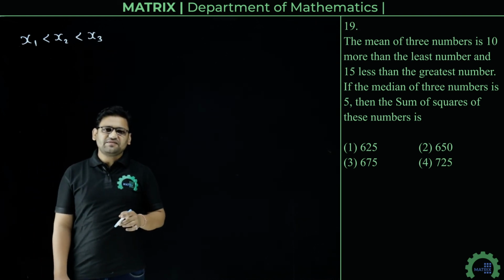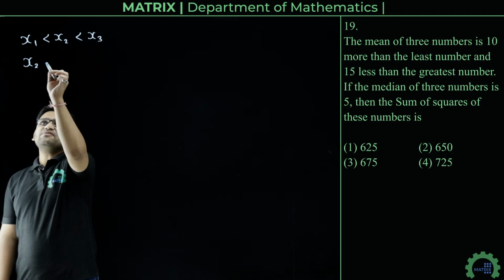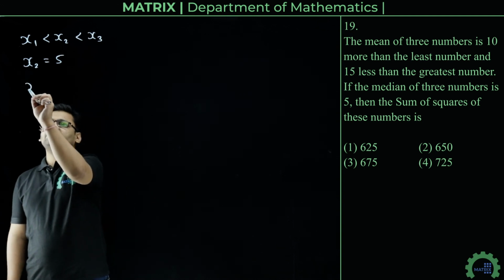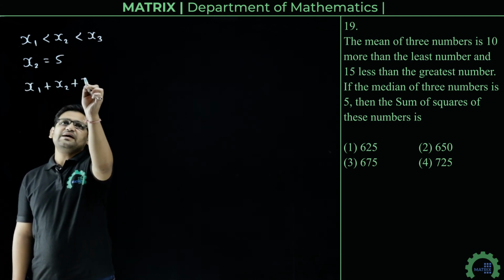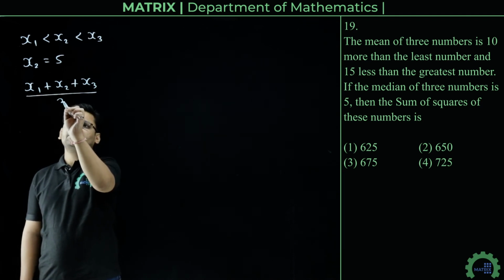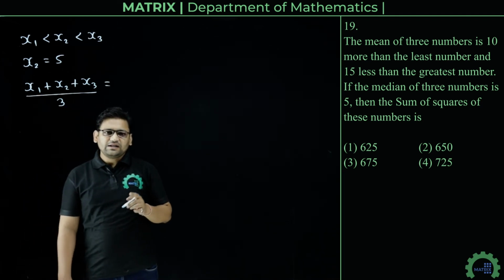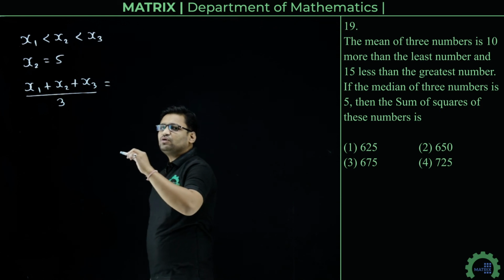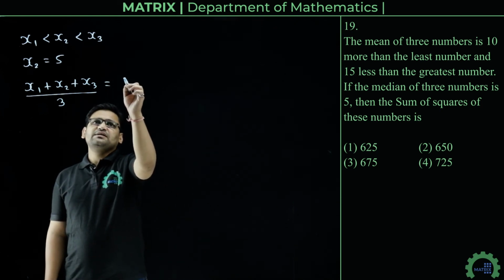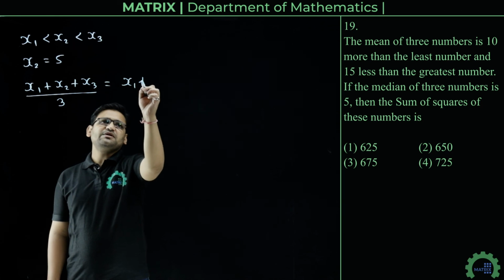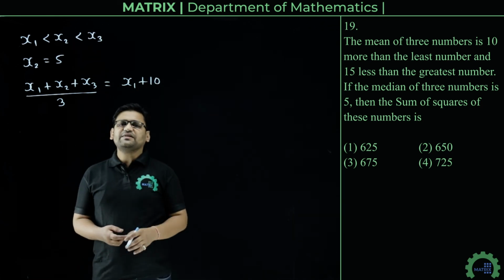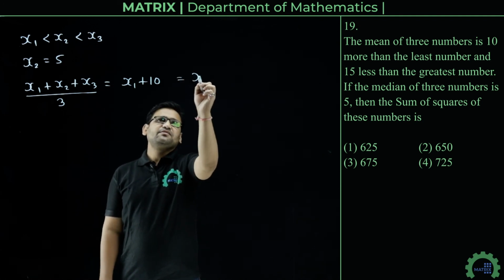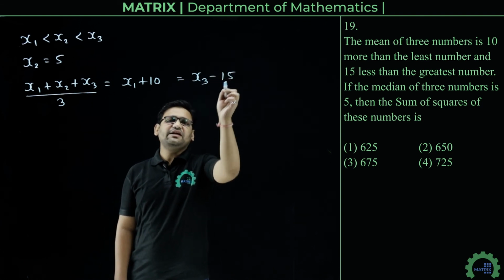As the median of these numbers is given as 5, the middle number x2 will be 5. And now the mean of these three numbers will be (x1 + x2 + x3) divided by 3, and that will be equal to, the given information is the mean is 10 more than the least number. The least number is x1, so this is x1 + 10. And also it is given that the mean of the three numbers is 15 less than the greatest number. The greatest number is x3, so that will be x3 - 15.